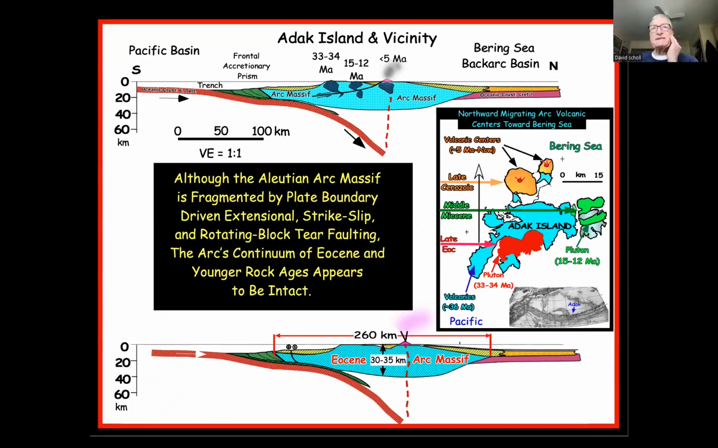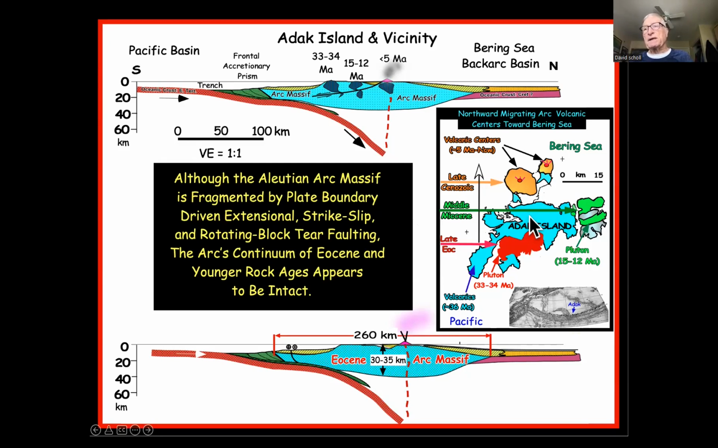And here's my statement about this. Although the Illusion Arc massif is fragmented by plate boundary driven extension, strike slip, and rotating block tear faulting, the arc continuum of Eocene and younger rock ages appears to be intact. In other words, the arc has been pulled apart laterally at any rate, but it seems like all the things are there that make up an arc system.